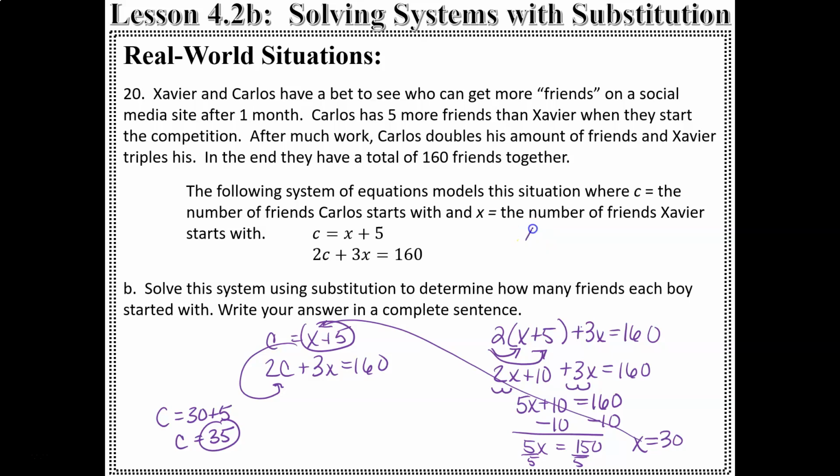So here's the answer. Xavier starts with 30 friends. Carlos starts with 35. We're going to do a lot more work on word problems. But that's it for today.